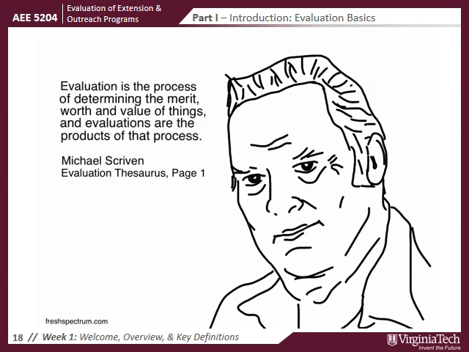Michael Scriven, who is another founder of the field of evaluation, perhaps you've heard of the terms formative evaluation and summative evaluation, which we'll be presenting next week in more detail. But in any case, it was Michael Scriven who first coined those terms. So he's been around for a very long time. He's an excellent methodologist and really the founder of the modern field of evaluation. So his definition is cited quite often, and he says evaluation is the process of determining the merit, worth, and value of things, and that evaluations are the products of that process.